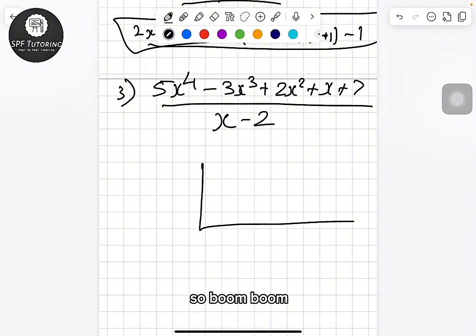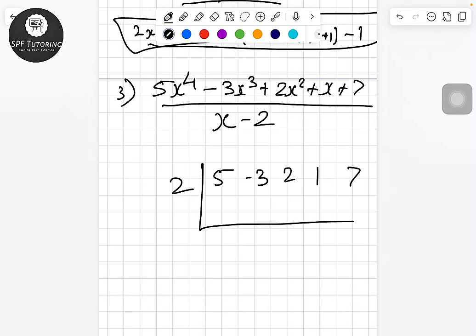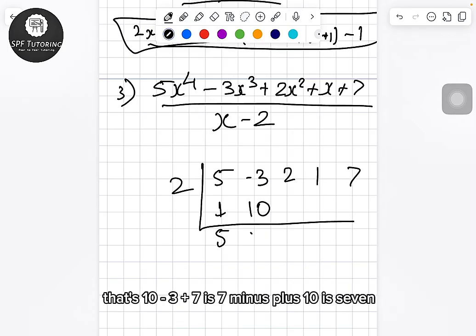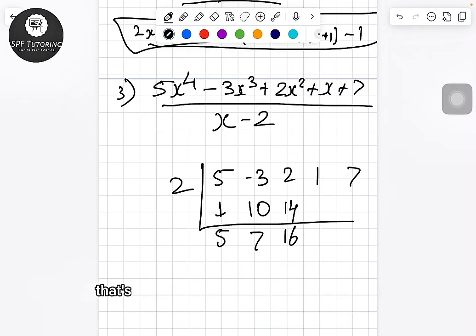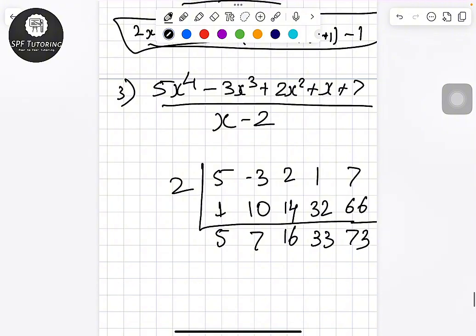So that's x equals 2, with coefficients 5, -3, 2, 1, 7. Easy. Then you pull down the 5. 2 times 5 is 10. 10 minus 3 is 7. 2 times 7 is 14. 14 plus 2 is 16. 2 times 16 is 32. 32 plus 1 is 33. 2 times 33 is 66. 66 plus 7 is 73.